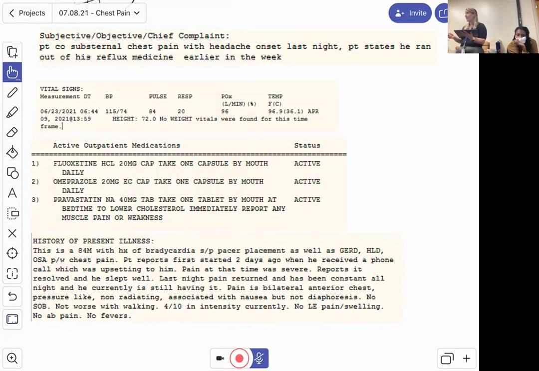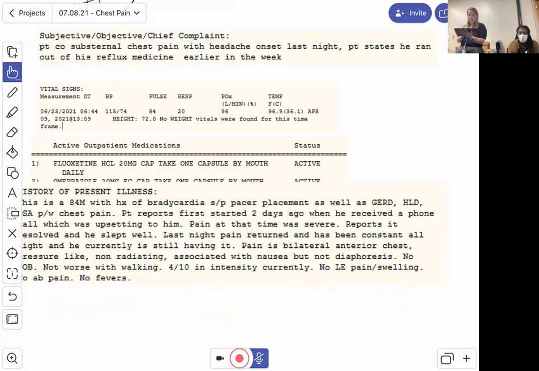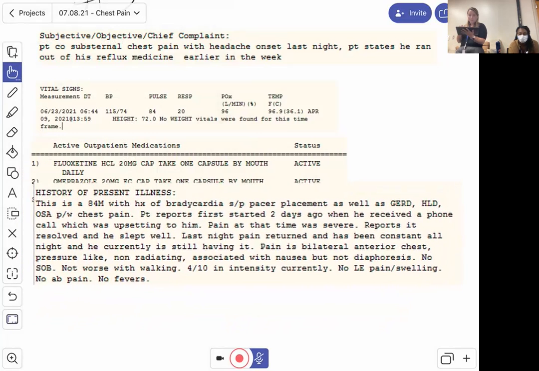So nothing major on his med list either. Maybe some hyperlipidemia without pravastatin. And then for his history, we have a little bit more information here. He has a history of bradycardia. He's had a pacer. He's got GERD and hyperlipidemia.